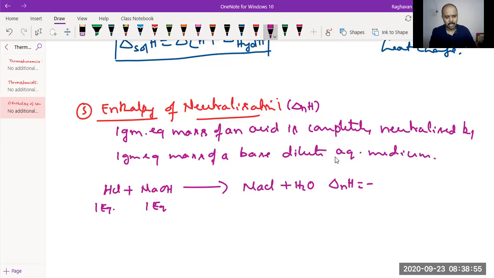I'll repeat. Enthalpy of neutralization is the change in enthalpy that occurs when 1 gram equivalent mass of an acid is completely neutralized by 1 gram equivalent mass of a base in dilute aqueous medium. So take 1 equivalent mass of HCl and NaOH and mix them. Heat liberated is 57.3 kilojoules. What I'll do, I'll take next HNO3 and mix it with KOH. Certainly both are different acids and bases. When I mix these two, what is the salt expected?